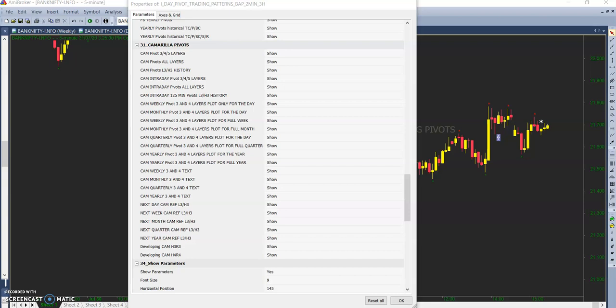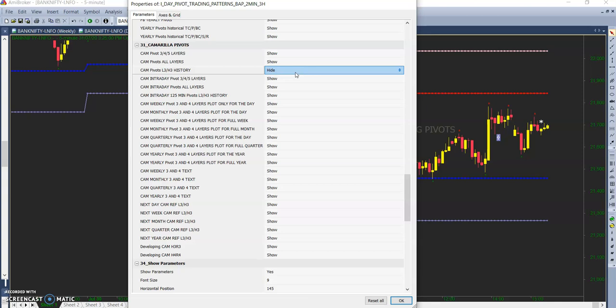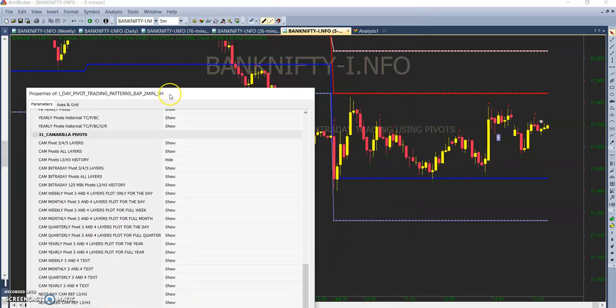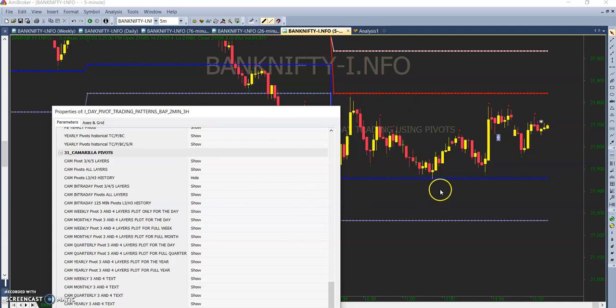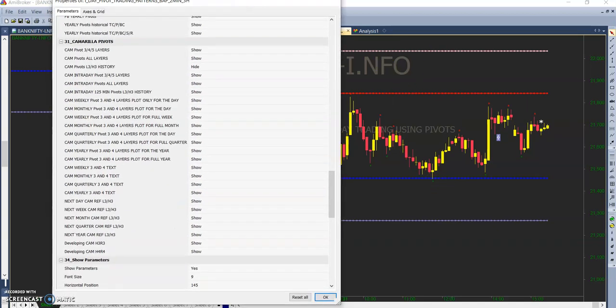Hi friends, welcome back. In the previous section of the video, I was trying to show you the functionalities of the camera pivot. I was trying to tell you about this particular feature where you can plot level 3 supports and resistances of camera pivots from a historical perspective. So you can see the level 3 and also of course level 4 getting plotted through the chart.